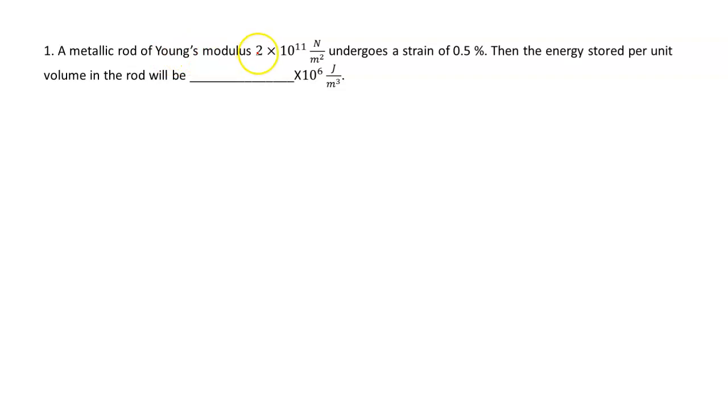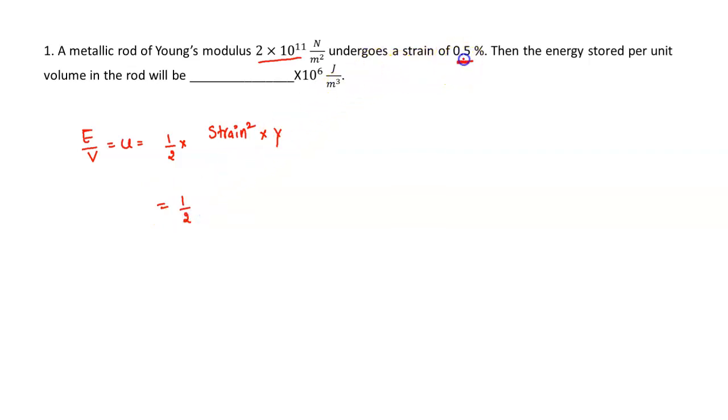A metallic rod of Young's modulus 2 into 10 power 11 Newton per meter square undergoes a strain of 0.5%. Then the energy stored per unit volume in the rod will be. We know the formula for energy stored per unit volume, which is generally denoted by small u, is equal to half into strain square into Y. So here just substitute the values.